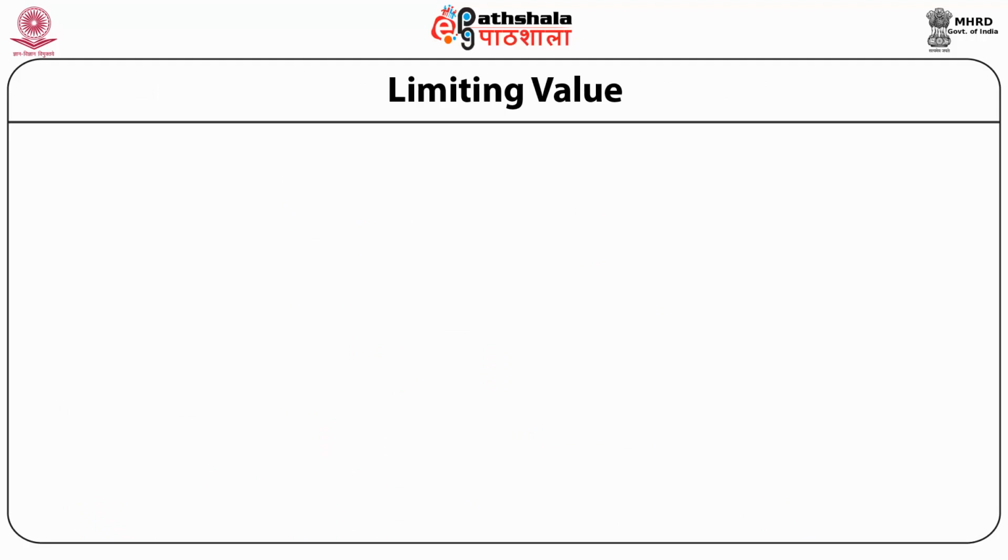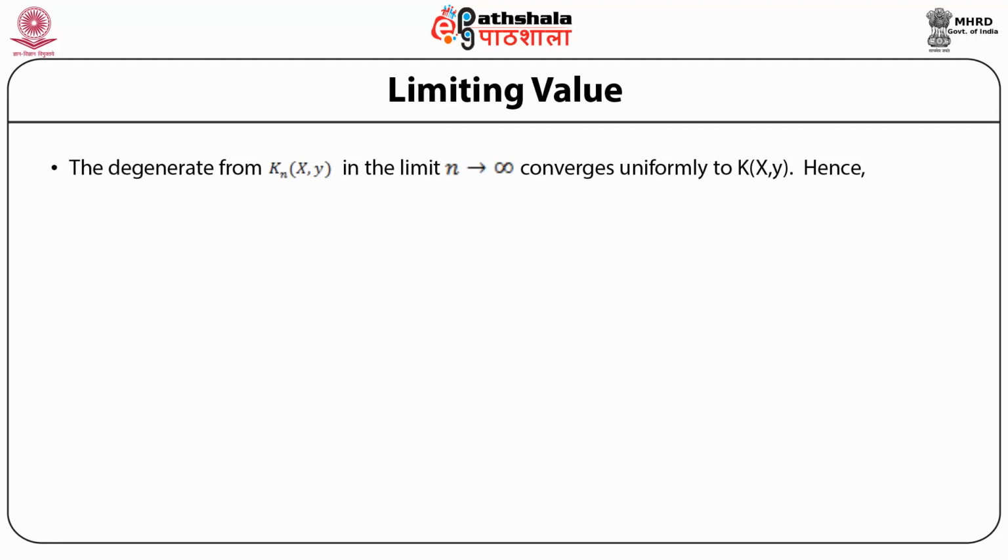Hence, f_n(x) is 1 upon k_1n times the integral from a to b of K_n(x,y) f_n(y) dy. f_n(y) thus is an eigenfunction of K_n(x,y) with the characteristic value μ_1n equal to 1 upon k_1n. We will now discuss the limiting value. The degenerate form of the kernel K_n(x,y) in the limit n goes to infinity converges uniformly to K(x,y).